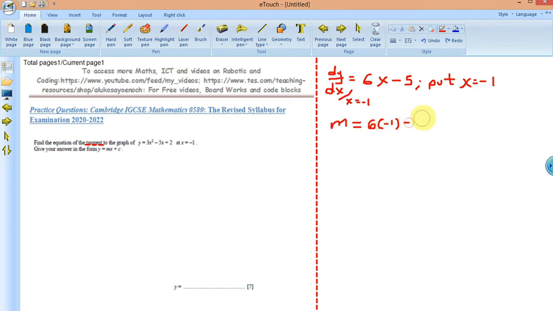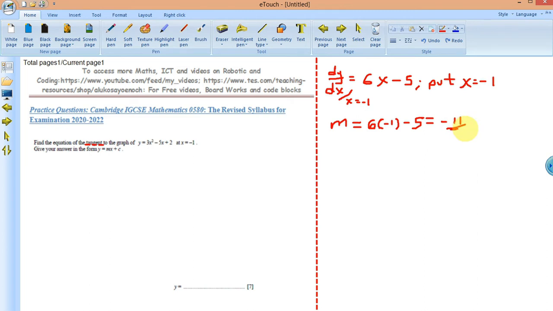So what do we have here now? 6 into -1 plus -5. Guys, I just need to take my time. I have to use my calculator. I'm not too smart. I need to use a calculator for minus 6 minus 5. So that's the gradient.